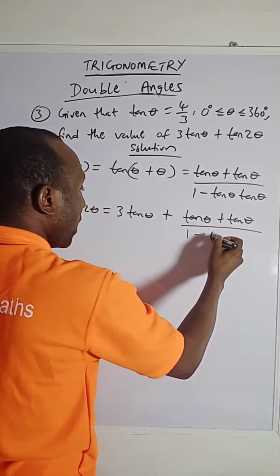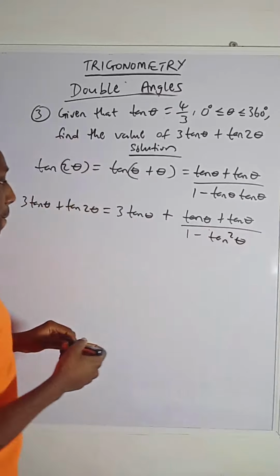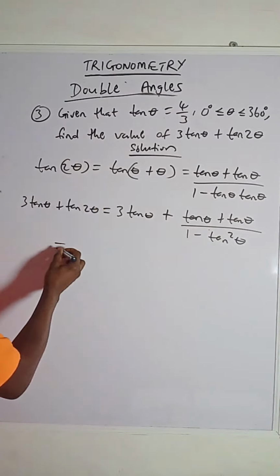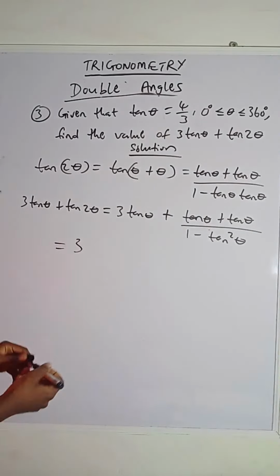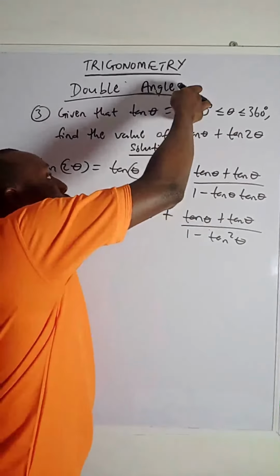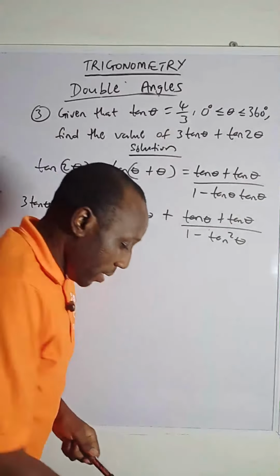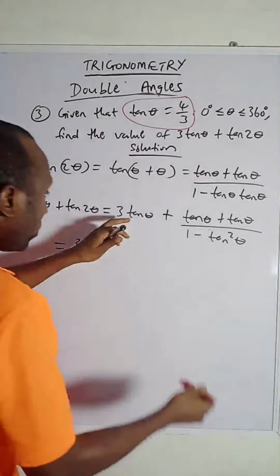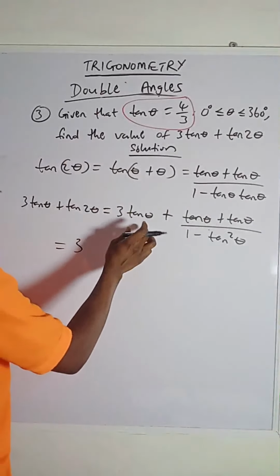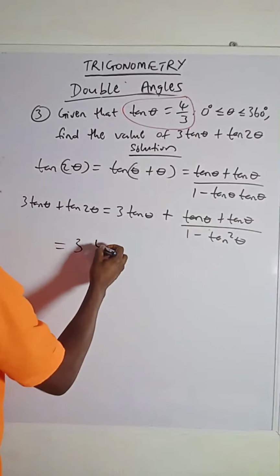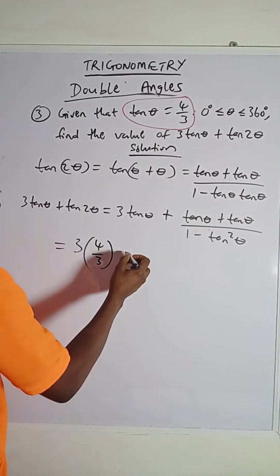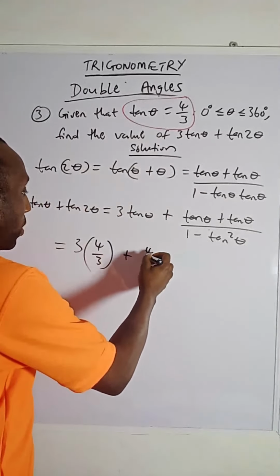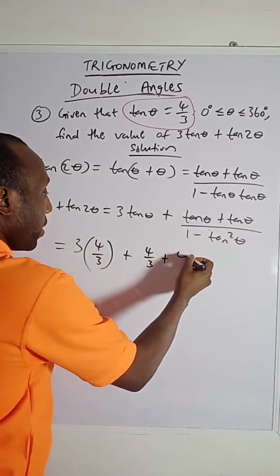Tan squared theta is equal to 3. Tan theta was given as what? See it here, 4 over 3. Tan theta is 4 over 3. So it's time to substitute it into this expression. Tan theta will be replaced, and I'll put 4 over 3. Plus, let's come here now. Tan theta is 4 over 3. So 4 over 3 plus 4 over 3 again.